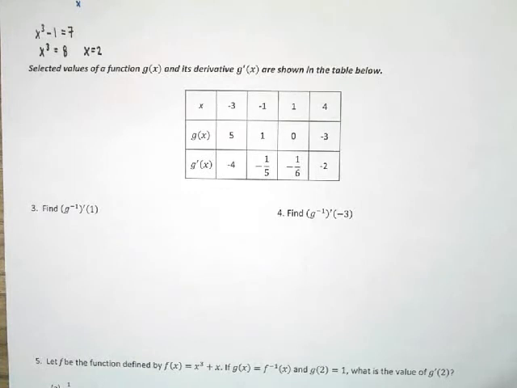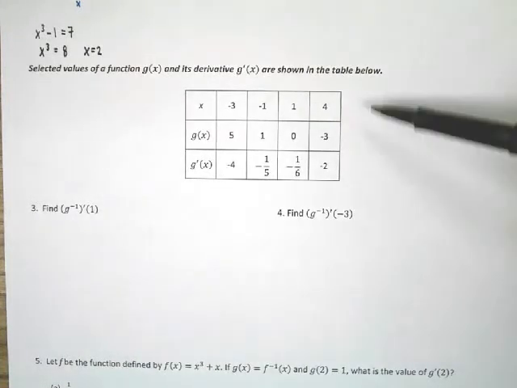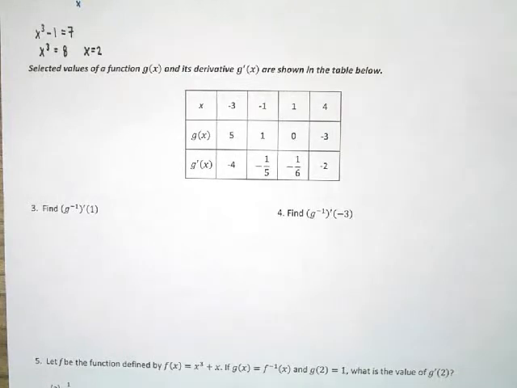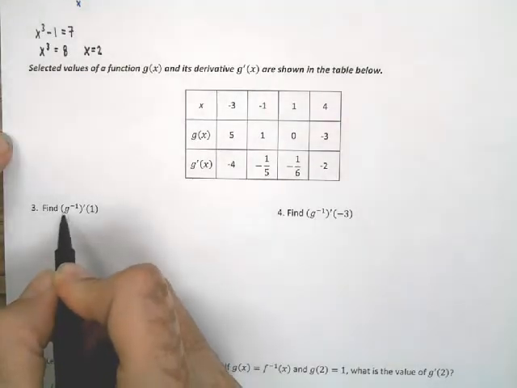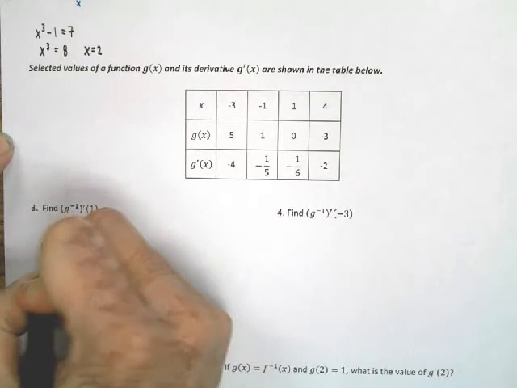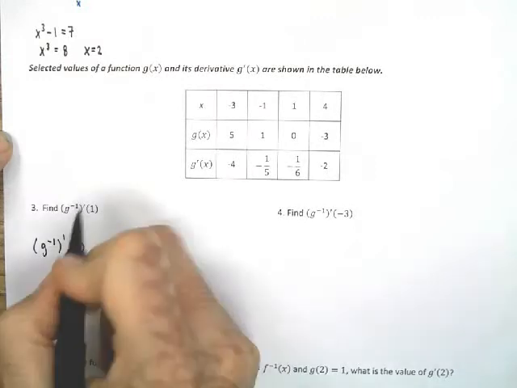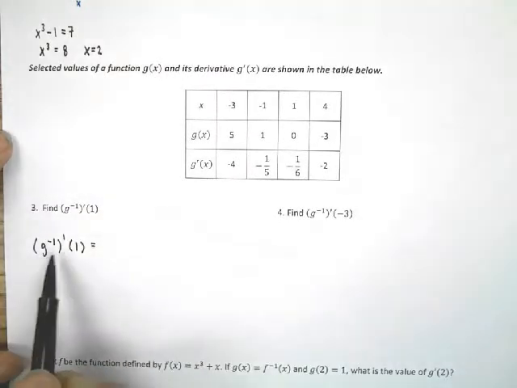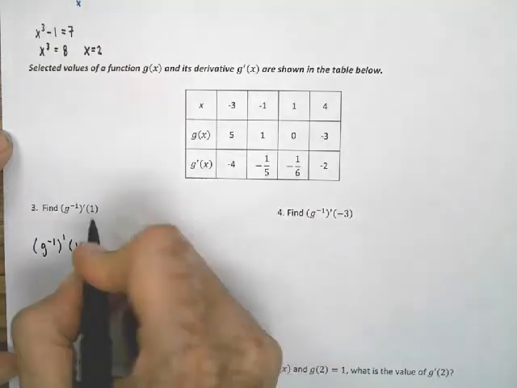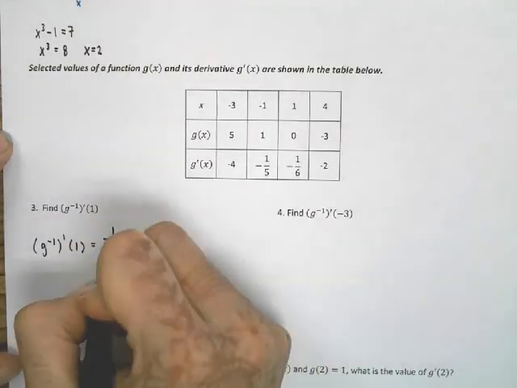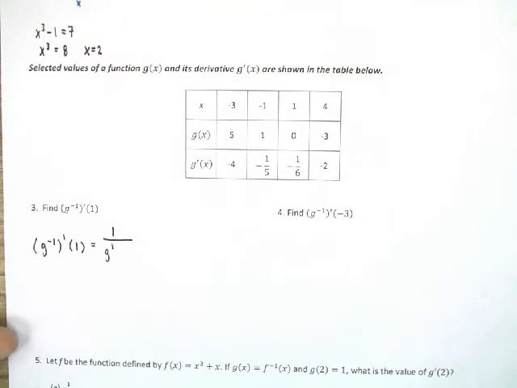So a lot of times you don't get an equation at all, you just get a table of values. And so you need to know how this process applies when you're looking at a table of values. So let's go ahead and take a look. Again, we're going to work with the same idea. I know that I need to find the derivative of the inverse of g at the value 1. Again, the derivative of the inverse has a reciprocal relationship with the derivative of my original function.